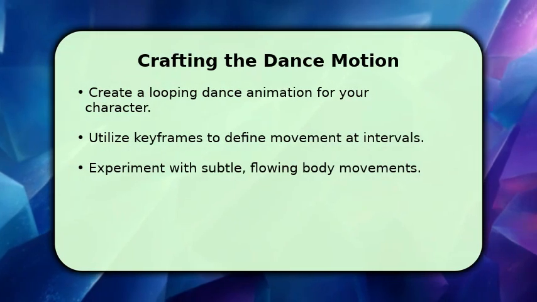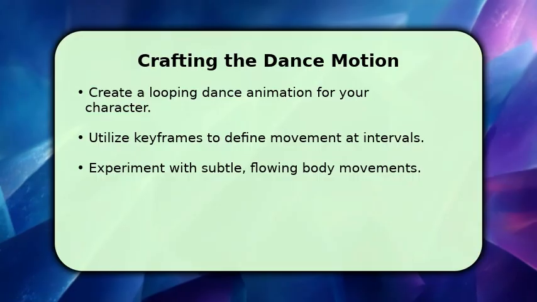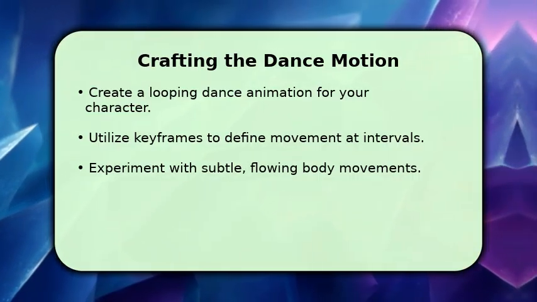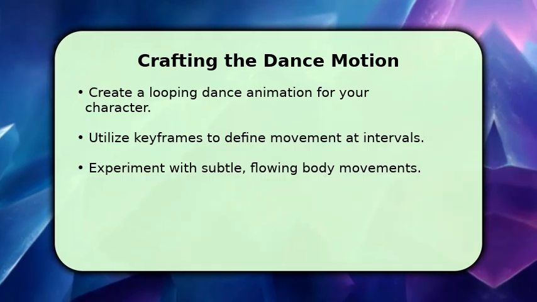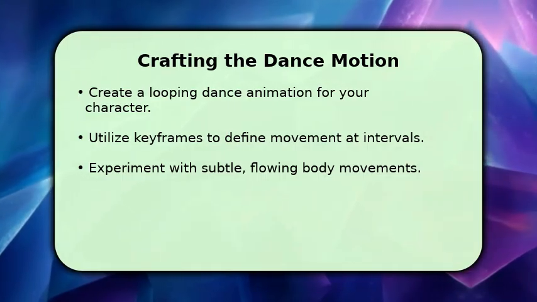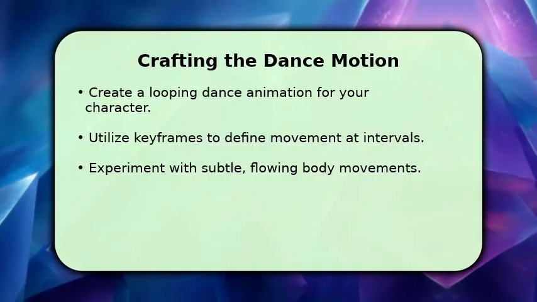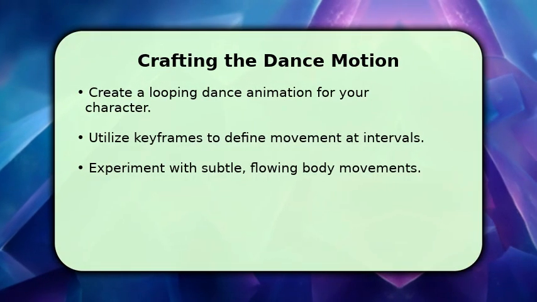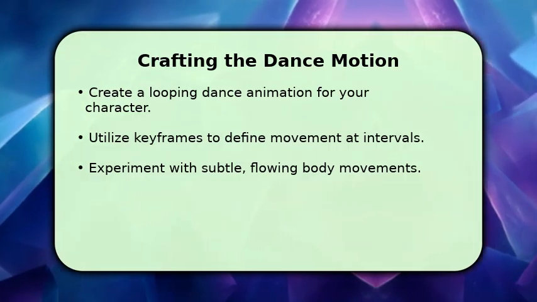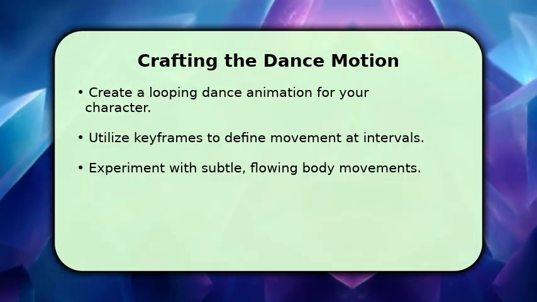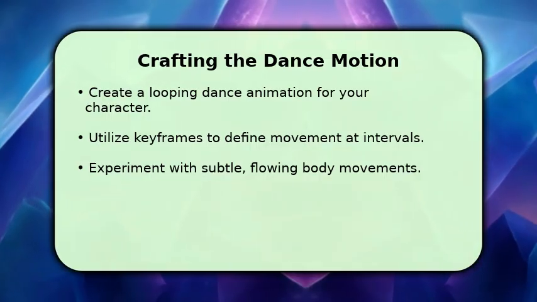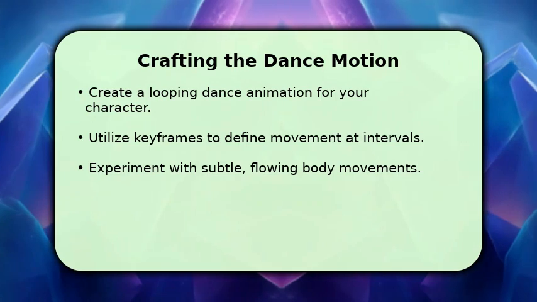Now, let's focus on the dance itself. Create a looping animation that lasts approximately 3 to 5 seconds, ensuring smooth transitions between poses. Use keyframes to mark significant movements, perhaps every 10 to 15 frames, to define the character's dance steps. Focus on subtle, flowing body movements rather than rigid actions, giving the impression of an effortless, ethereal dance. This forms the foundation for our ghostly effect.